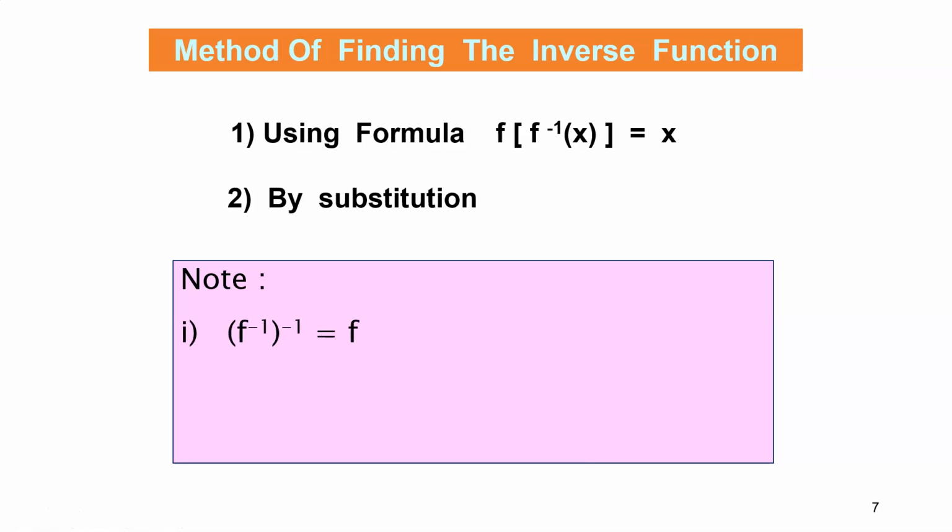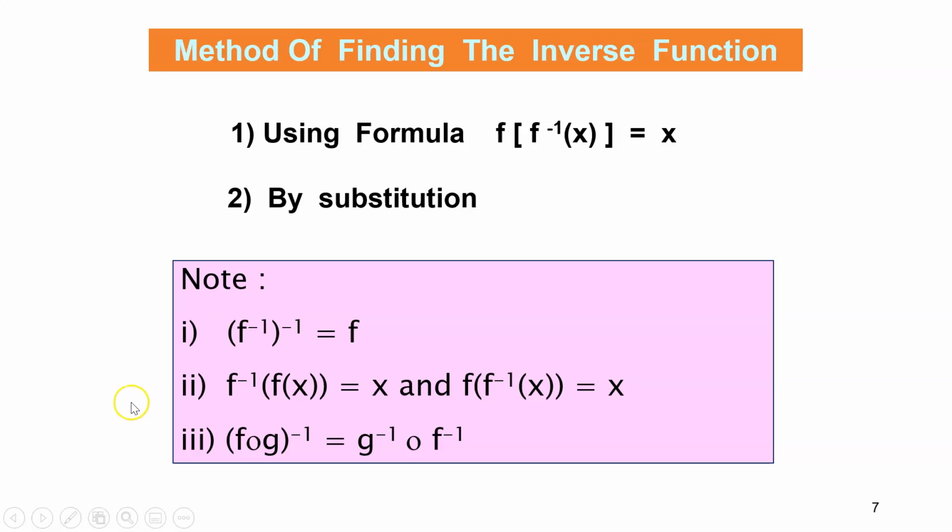So let's see. Number 1: f inverse to the power of -1, that is, you inverse it one more time, you will get the original function. The other one is f inverse with the original function, you will get x. x will be any value. And f with f inverse, also you will get x over there. So this is actually from the previous slide. The number 2 is from the previous slide.